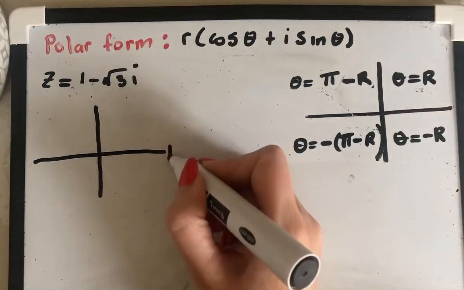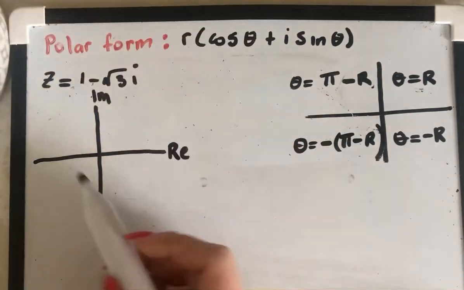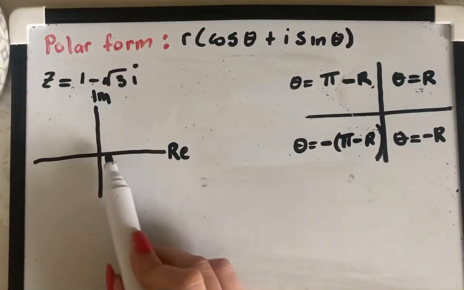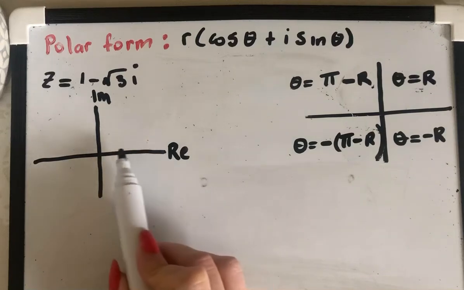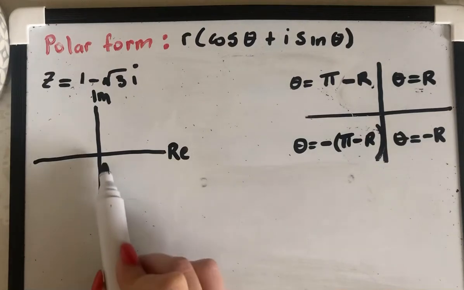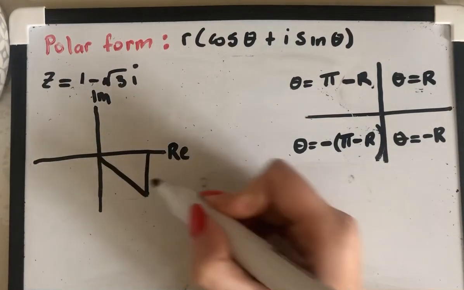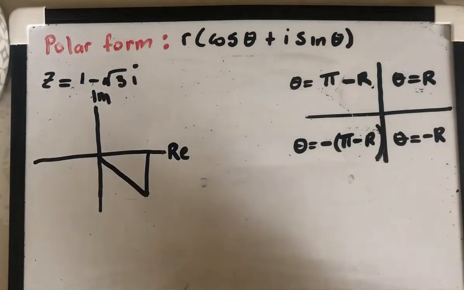Well, this is our real axis here and this is our imaginary up here. So 1 is positive, so we know that the real will be along this axis here, and then our negative root 3 is down on this part of our axis. So then we know that our complex number is in the fourth quadrant. So let's label our reference angle alpha.